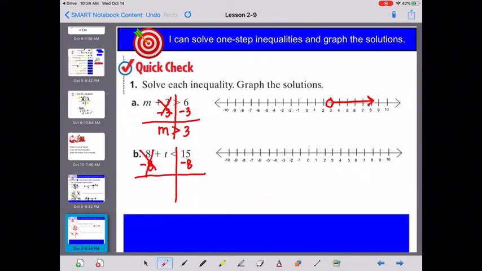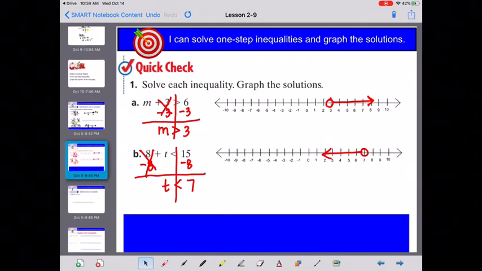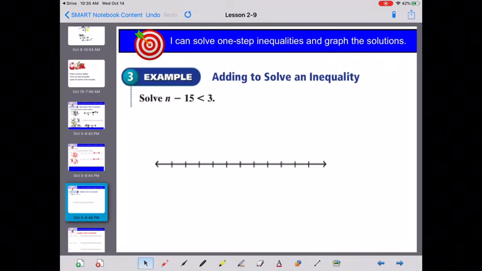Hopefully when you solved this one, you saw that to make this equal 0, you have to subtract 8. T is less than 7. So I'm going to put a circle at 7. Numbers less than 7 are to the left. And do not fill it in because it's not equal to. All right, one more. Give this one a try.